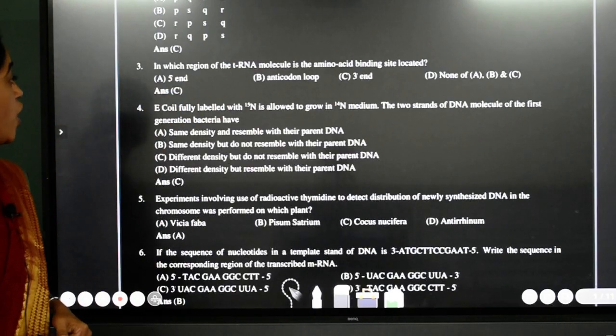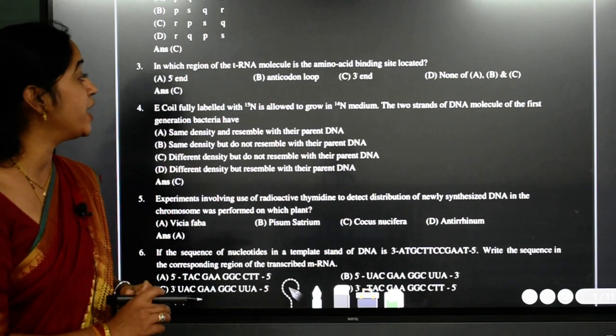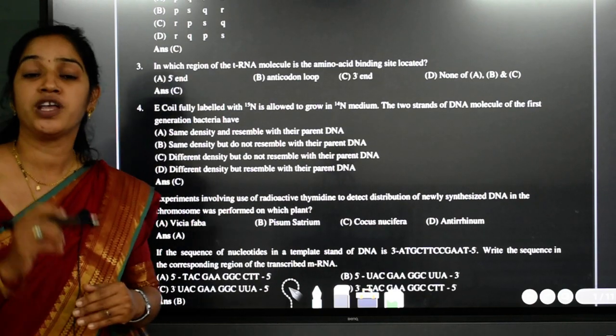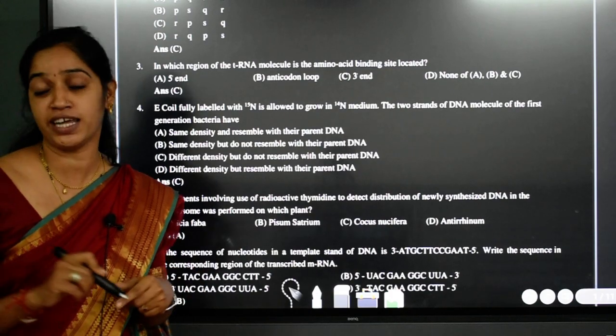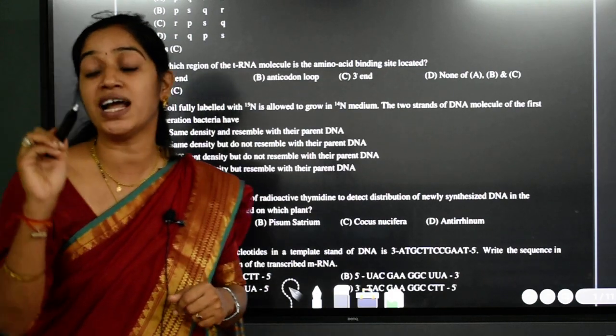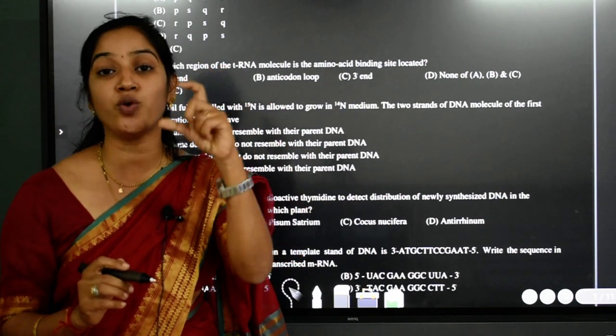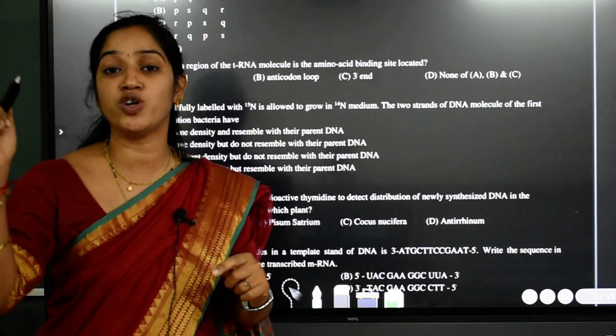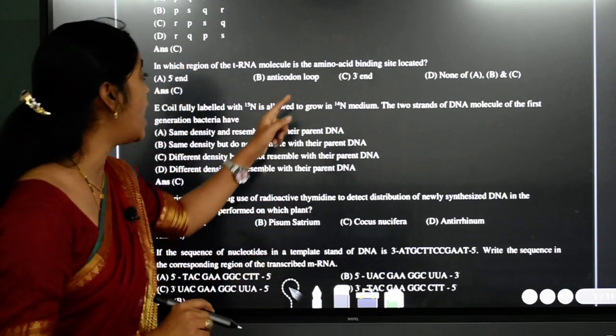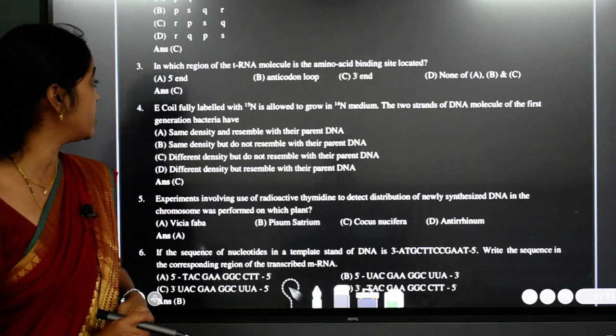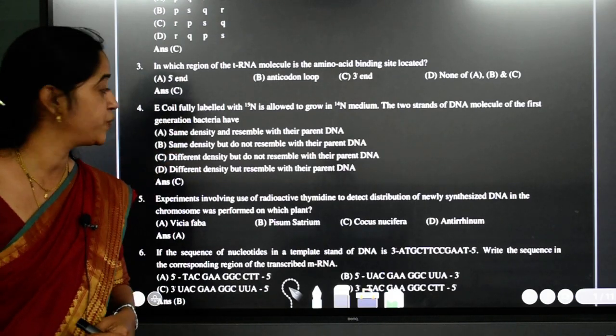Question number 3. In which region of the transfer RNA molecule is the amino acid binding site located? If you study the cloverleaf model, you will come to know that at the 3' end you have the amino acid binding site, where the amino acid comes and joins. So the answer for this question is the 3' end, and the answer is C.